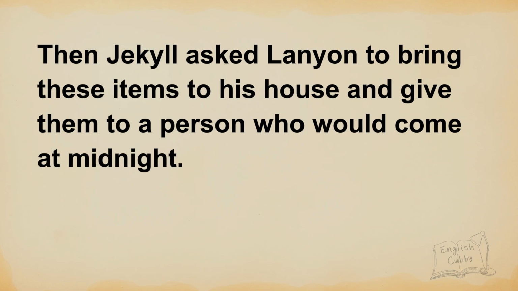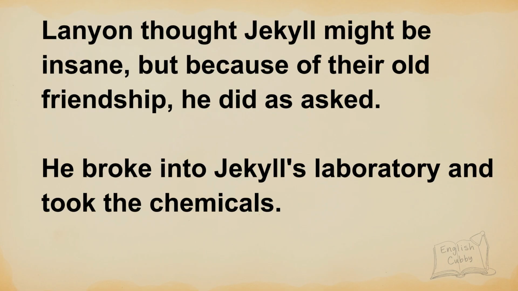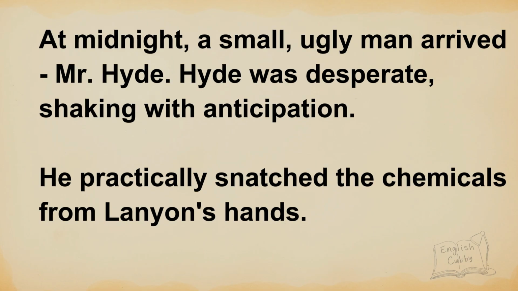Then Jekyll asked Lanyon to bring these items to his house and give them to a person who would come at midnight. Lanyon thought Jekyll might be insane, but because of their old friendship, he did as asked. He broke into Jekyll's laboratory and took the chemicals. At midnight, a small, ugly man arrived, Mr. Hyde. Hyde was desperate, shaking with anticipation. He practically snatched the chemicals from Lanyon's hands.